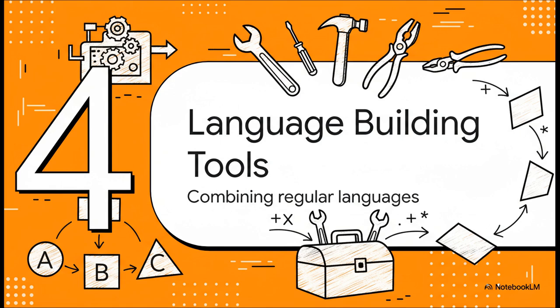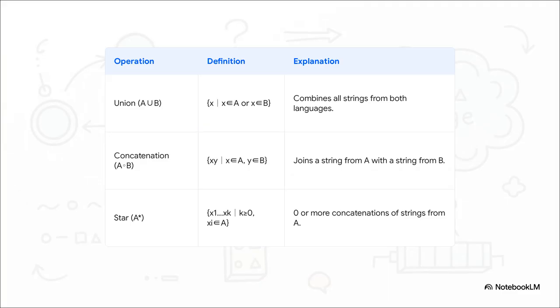Okay, so we know our machine's limits. Now let's open up our toolbox. We have some really cool operations that let us combine languages to build new, more complex ones, all of which our simple machine can still understand. We have 3 main tools. First is union. It's as simple as it sounds. You take 2 languages and just dump all their strings into one big collection. Then there's concatenation, which is like gluing strings together. You take one string from the first language, one from the second, and stick them together end to end. And finally, you have the star operation. This one is the real powerhouse. It lets you take any string from a language and repeat it as many times as you want in any combination.